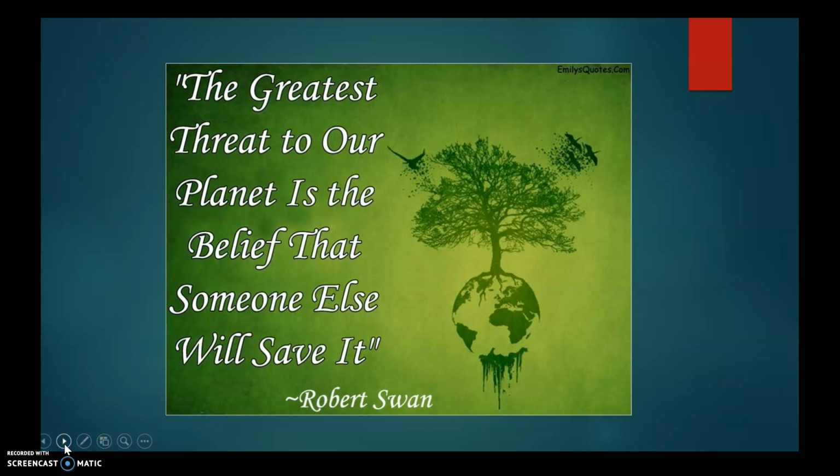And lastly, I want to end with a quote. The greatest threat to our planet is the belief that someone else will save it. No one else will save the earth. We will be the ones who have to do it. So I want you to think about your carbon footprint and the ways that you can reduce your carbon footprint. Remember, while it's almost impossible to leave behind no footprint, it is our responsibility to leave behind the smallest carbon footprint that we possibly can for future generations.